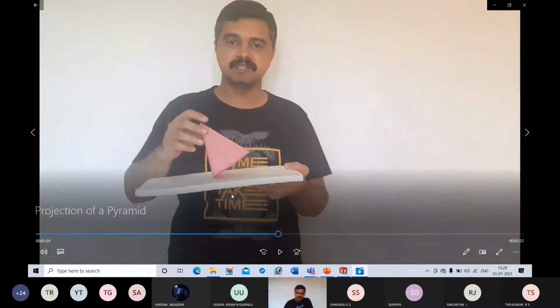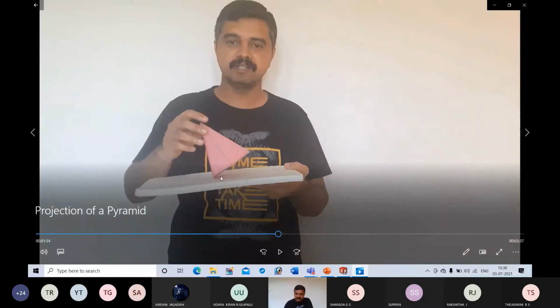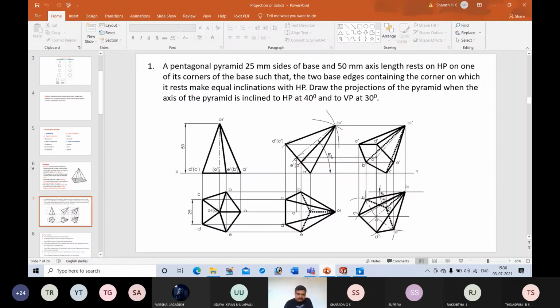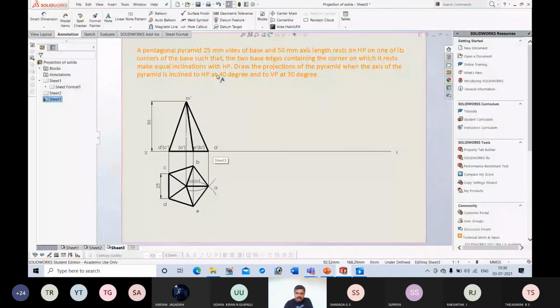That means when it is resting on a corner, this edge and the one more edge on the other side will both make the same inclination with HP by default. They will make equal inclination. So now I should keep only the corner on HP, then I should satisfy the inclination.